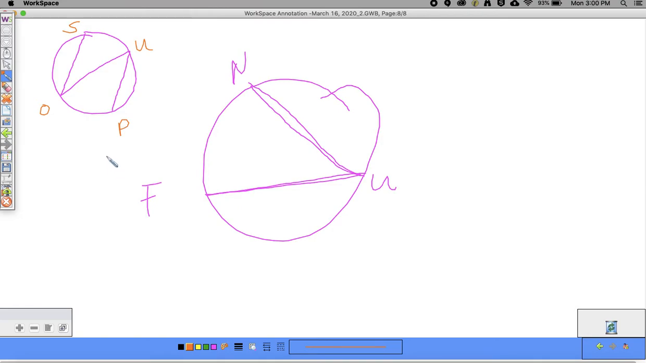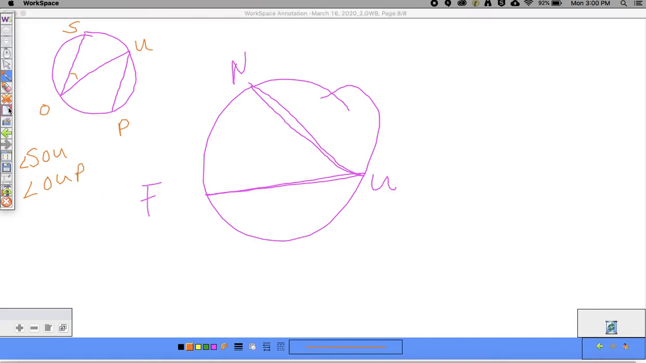Do you see two inscribed angles, my friends? Hit pause right now and see if you can figure out which ones they are. Again, remember, an inscribed angle is formed by two chords, and the vertex sits on the circle. So if you hit pause and come back to me, you'll notice that angle SOU is an inscribed angle, and angle OUP is also an inscribed angle.